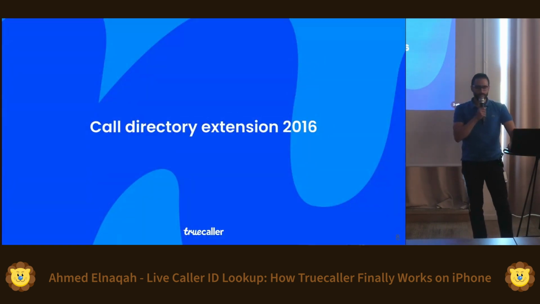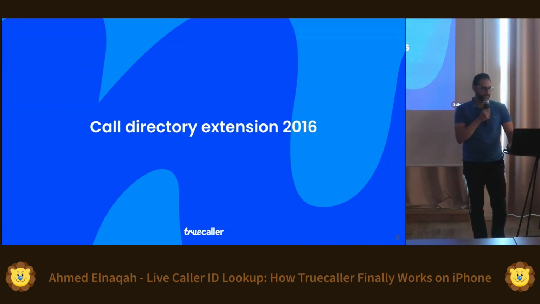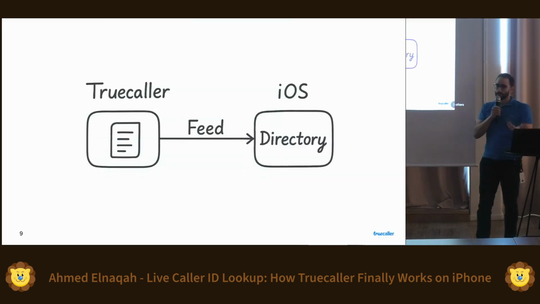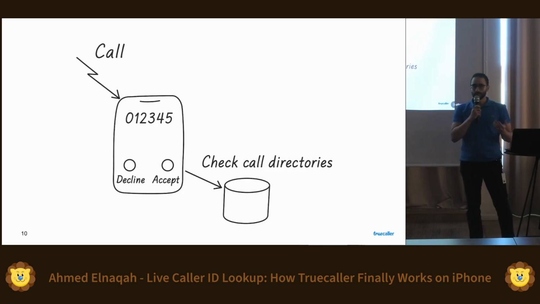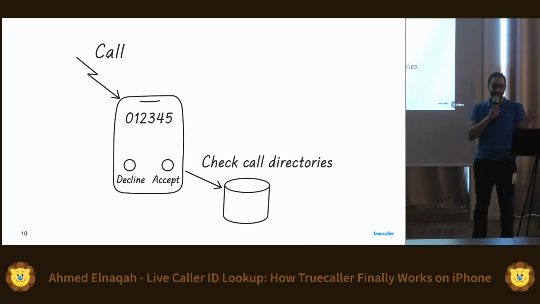And then in 2016, Apple finally introduced something that we can hop on, like call directory extension. And this is the first time that we had caller ID for Truecaller. And how this works is actually it runs a different process, an app extension, and this process feeds a list of contacts inside the iOS directory. And this directory is shared between us and many apps. Whenever the phone receives a call, it consults the directory for these numbers, and then if it finds it, it shows a name. If it doesn't, it shows nothing.